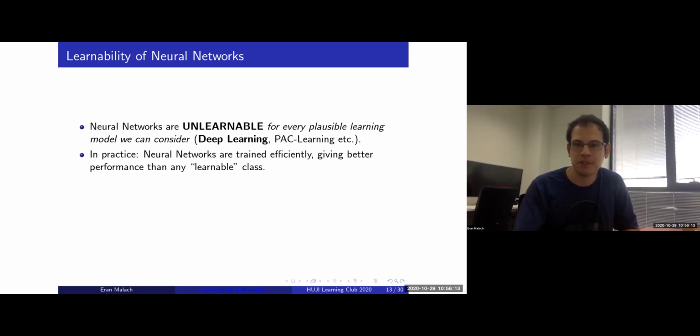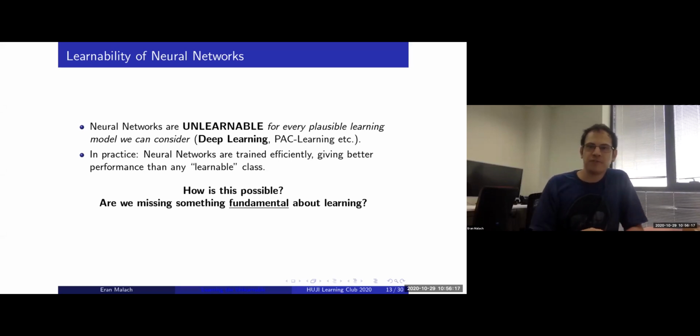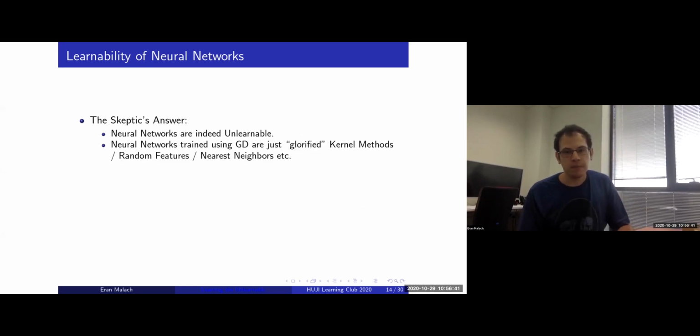So it seems that there's something missing, right? We defined this very interesting model of learnability, and what we got in the end is that neural networks are not learnable. There are some classes that are learnable, but neural networks really beat all these classes in practice, right? We often observe that neural networks perform much better than learnable classes. So what's missing here in this field?